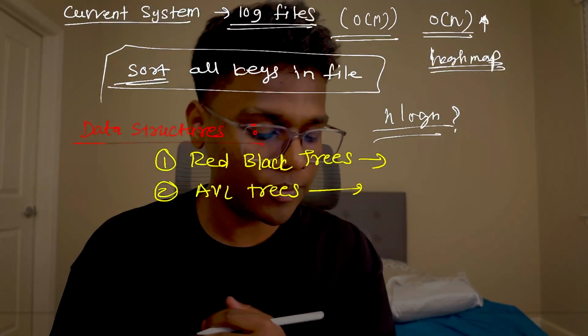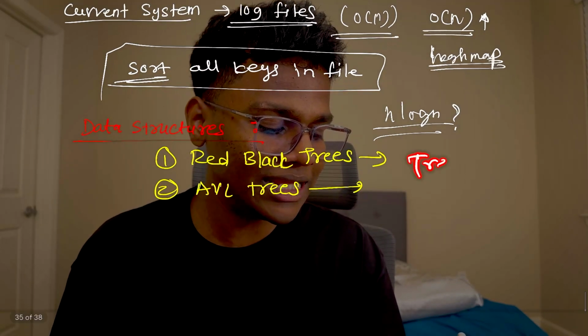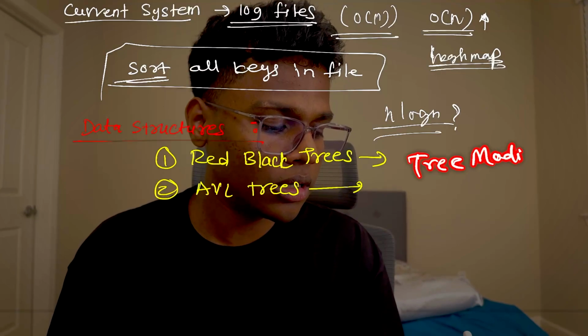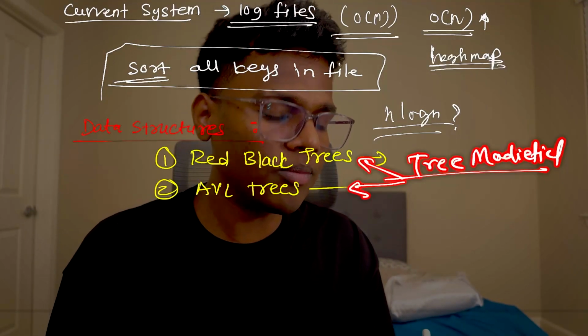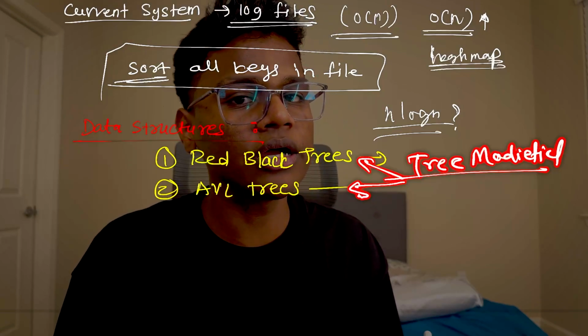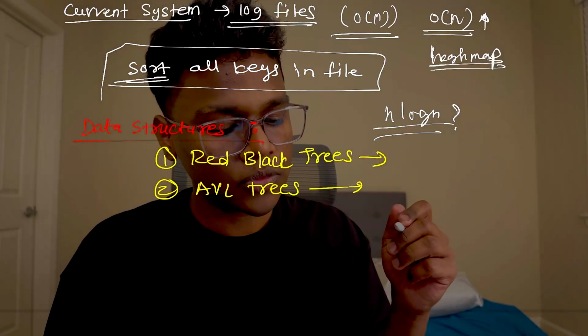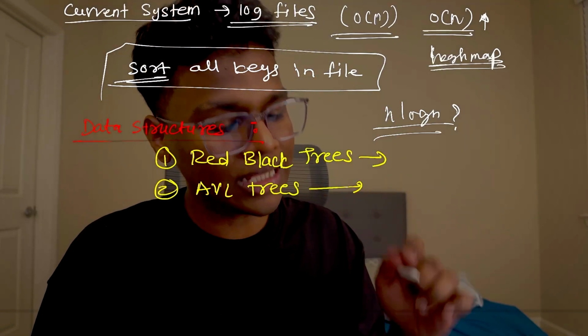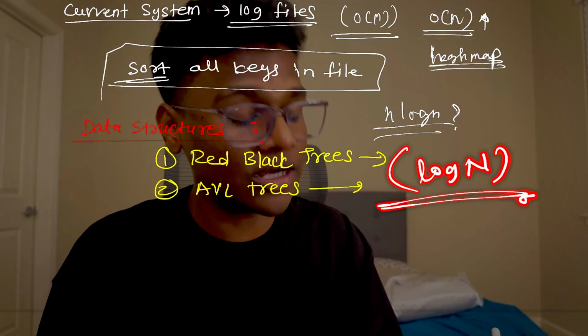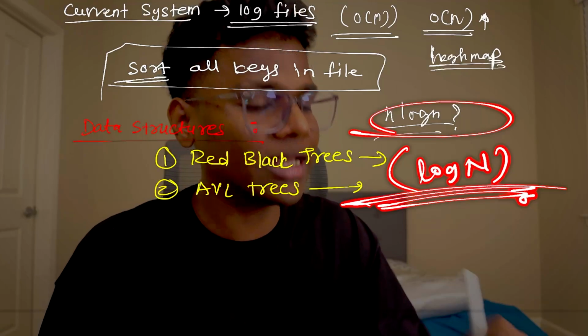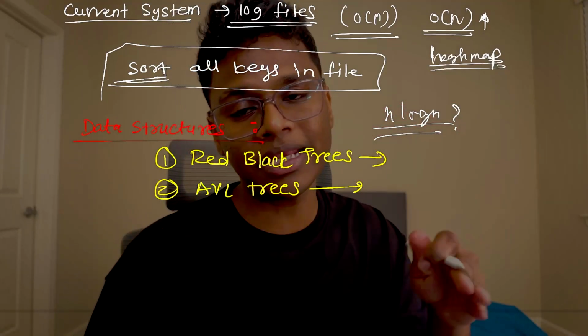But the basic operation is whenever the tree is modified, this tree will self-balance in such a way that it will maintain the order. It will maintain the order of the tree in log of n time, and that's the biggest advantage. So instead of n log n, it would take log n time, and that's the main advantage of it.